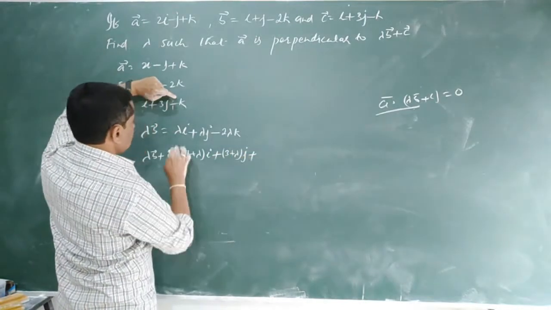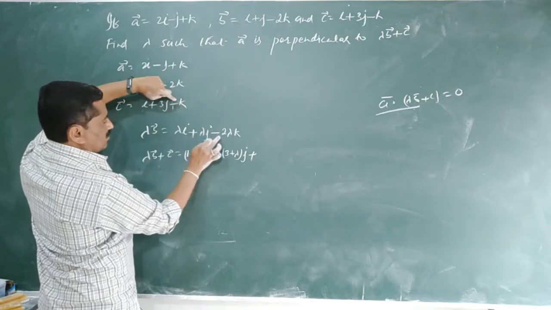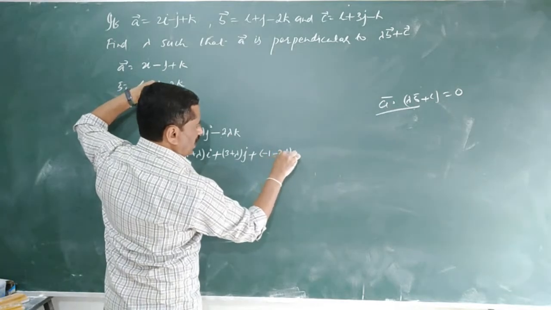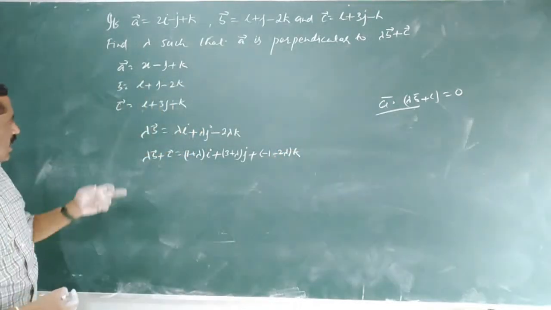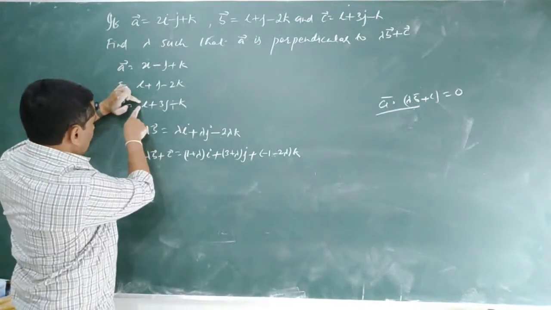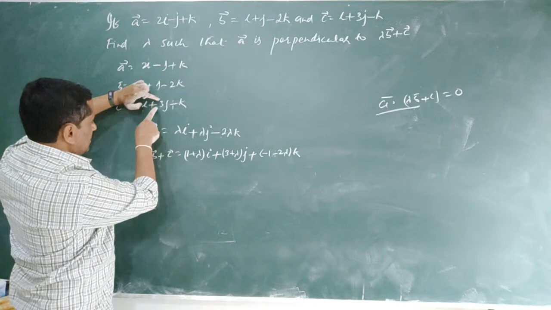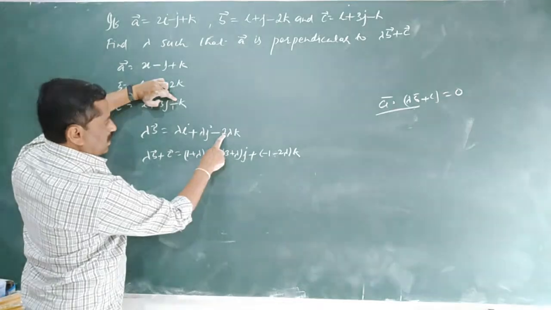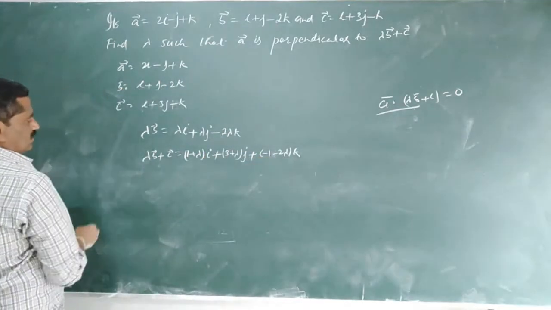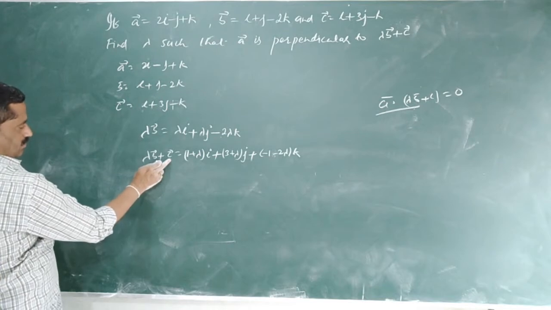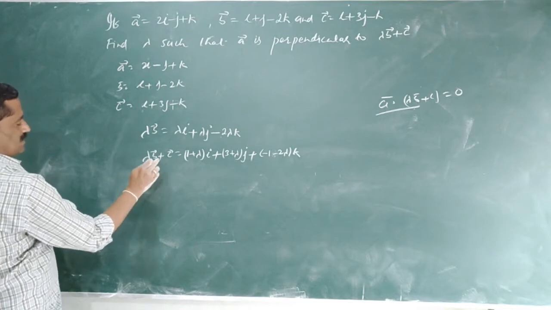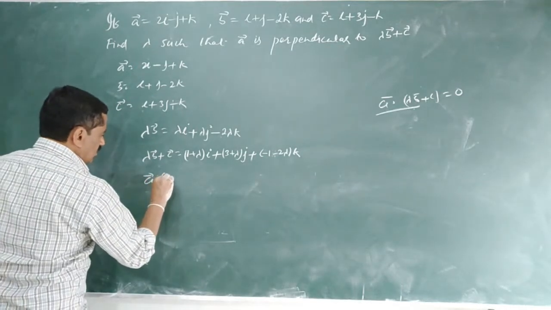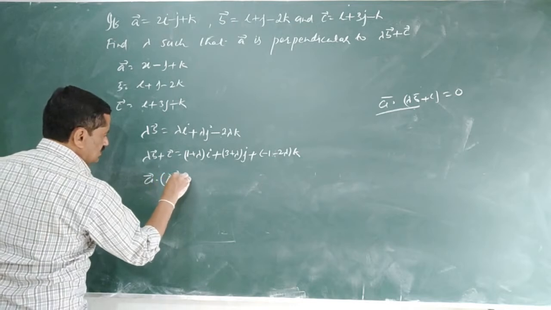Again plus we have minus 1 minus 2, that is minus 1 plus minus 2 lambda of k. Adding the corresponding components, 1 plus lambda of i, again 3 plus lambda of j, again minus 1 minus 2 lambda of k. So now we need to find a bar dot of lambda b bar plus c bar, that is therefore a bar dot lambda into b bar plus c bar.